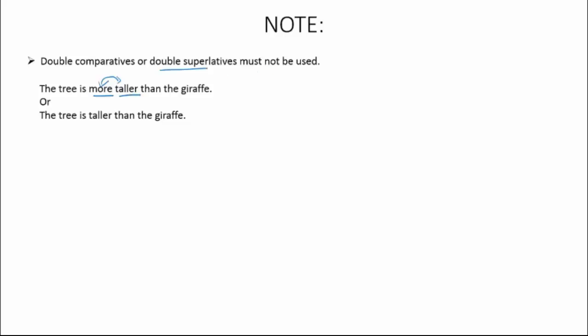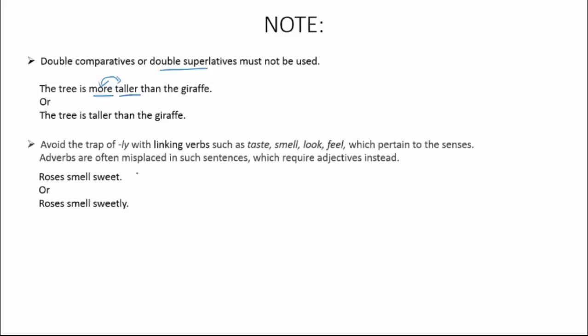Either use er or use more, depending on the rules, the syllables, and what is the exact conversion of that adverb. Roses smell sweet. Roses smell sweetly. Which would be correct? Now what happens is, in the verb in which there is no direct action, that is just a feeling, a sense, in that case the adverbs should not be added with ly.